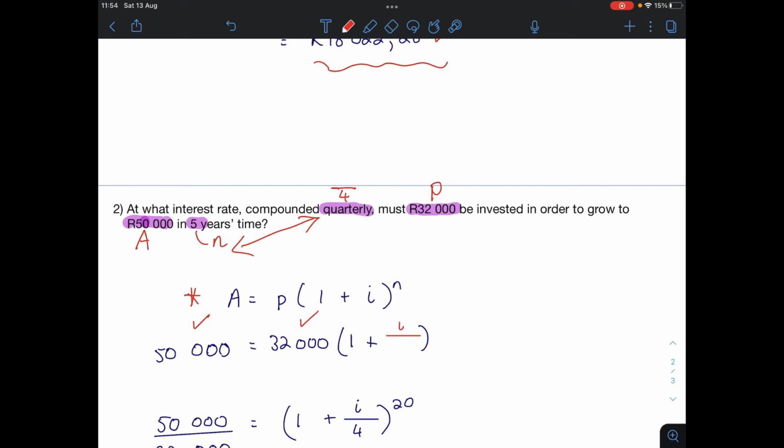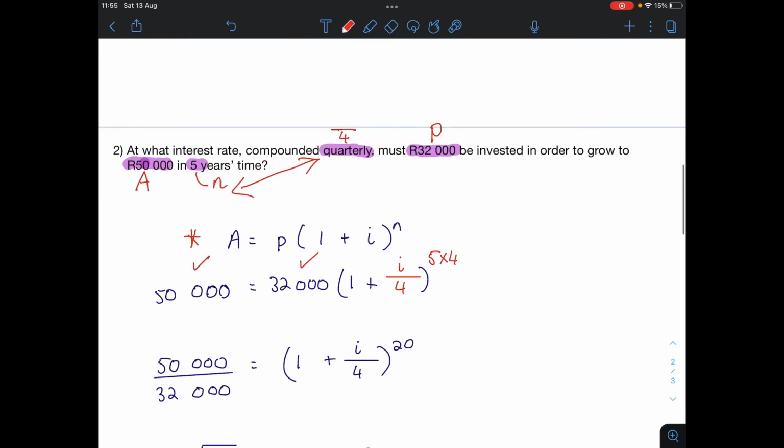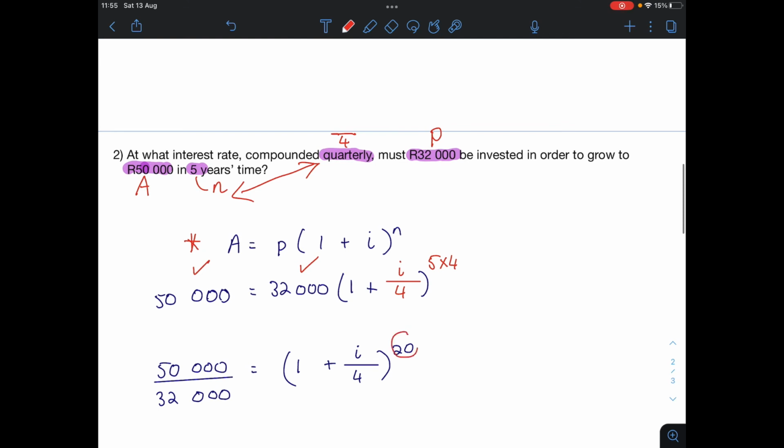We want to know what is the interest rate. But if it's compounded quarterly, I want to divide by 4. And remember, your 5 years is how long this is going to be invested. But if it's compounded quarterly, that's 4 times a year. So it's 4 times a year for 5 years. It becomes 20. Okay, so your N is 20. And now we want to solve for I, which is sitting over there. So we need to slowly, bit by bit, undo it. So remember, the first step is you always divide by the 32,000.